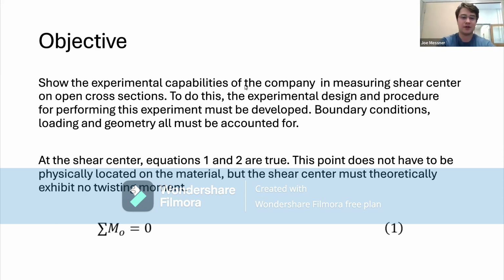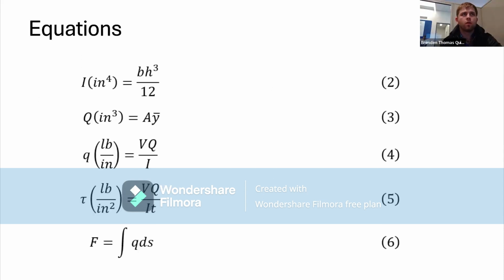First, we have to start with what the definition of the shear center was. For a shear center to be true, the sum of the moments has to be equal to zero. It does not physically have to be on the body, but it's something we had to keep in mind during this experiment. For our theoretical calculation of shear flow, we have the following equations.